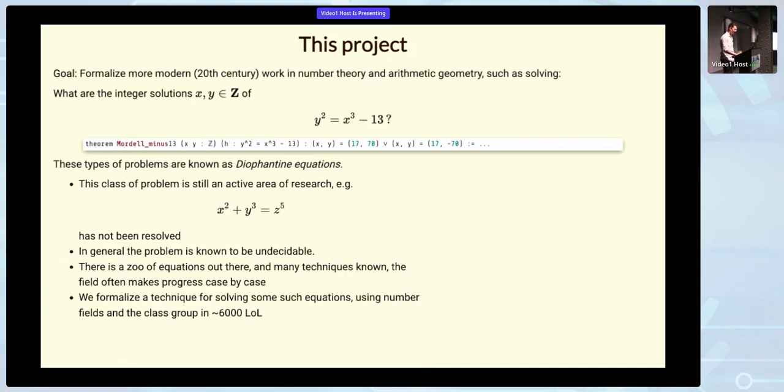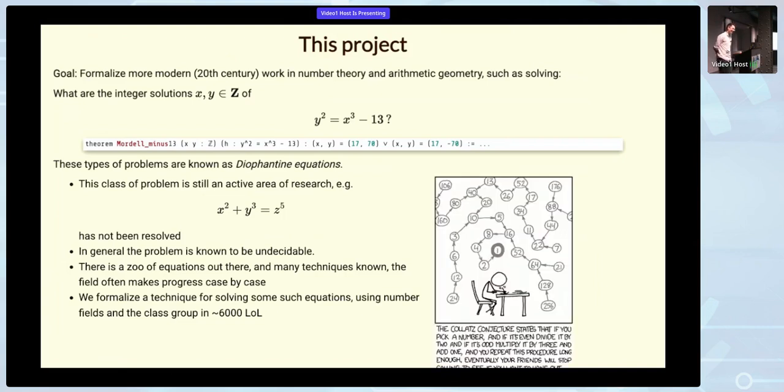We're using Lean, but I'll try and keep this a bit more general and just try and speak at a high level where possible. And so this is an XKCD about number theorists having no friends. So just leave that there.